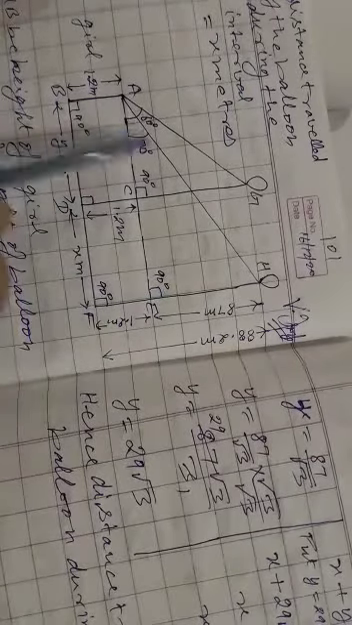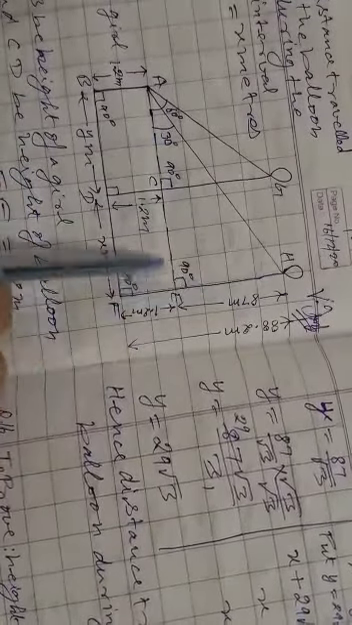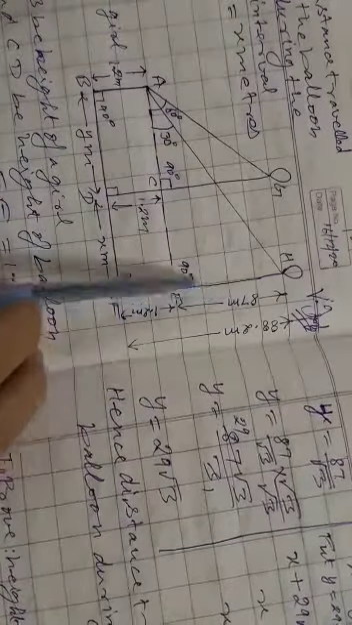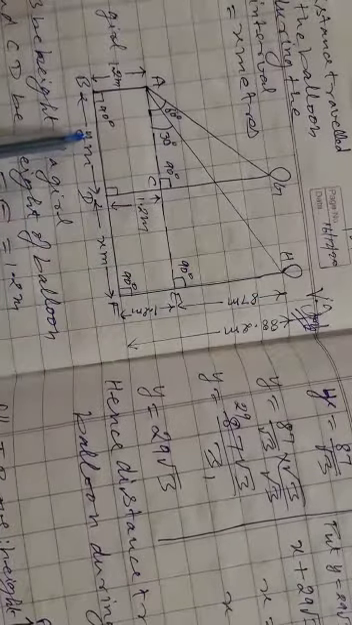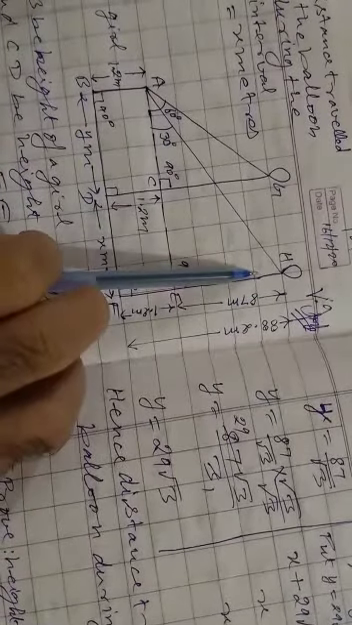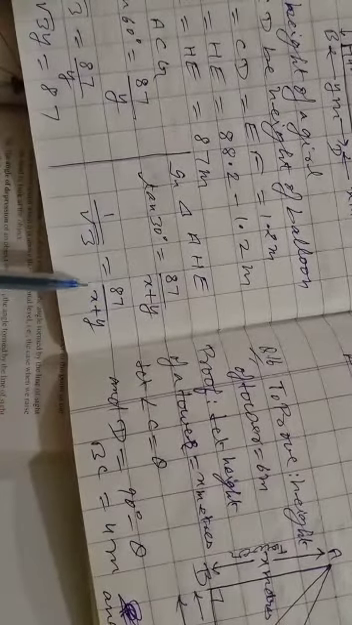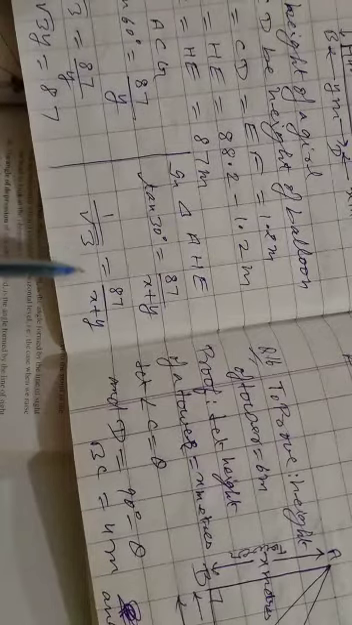Similarly, in triangle AHE, angle HAE is 30 degree. So tan 30 degree equal to perpendicular upon base, perpendicular 87 and base y plus x. So tan 30 degree equal to 87 upon y plus x. Tan 30 is 1 upon root 3 equal to 87 upon x plus y. Now cross multiply, x plus y equal to 87 root 3.